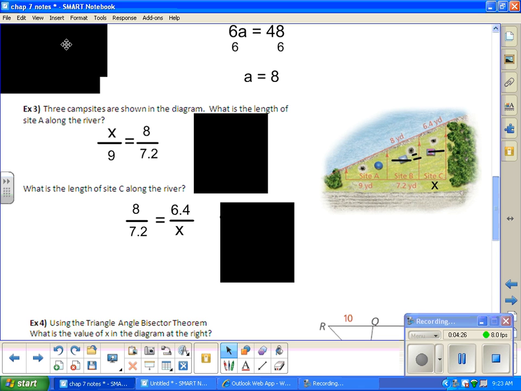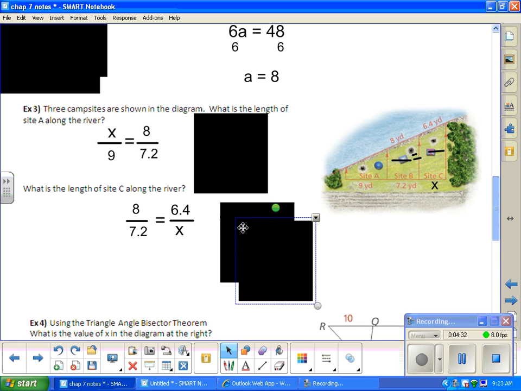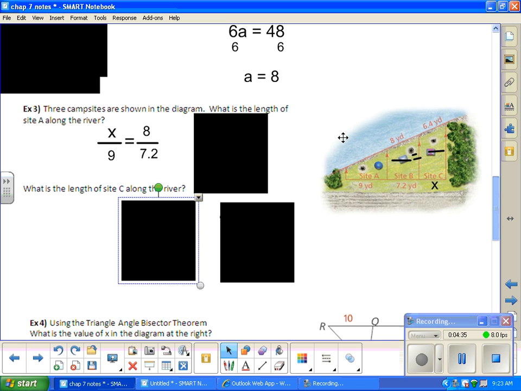Okay, example 3. 3 campsites are shown. What is the length of the site along the river? So, what I'm trying to find is the site A. So this x is going to be over here. I'm trying to find what x equals. So again, if I just draw my fraction bars in the middle of my parts, put my equal sign in the middle, then I can just go ahead and write my proportion. X over 9 equals 8 over 7.2. Because I'm trying to see what x equals.